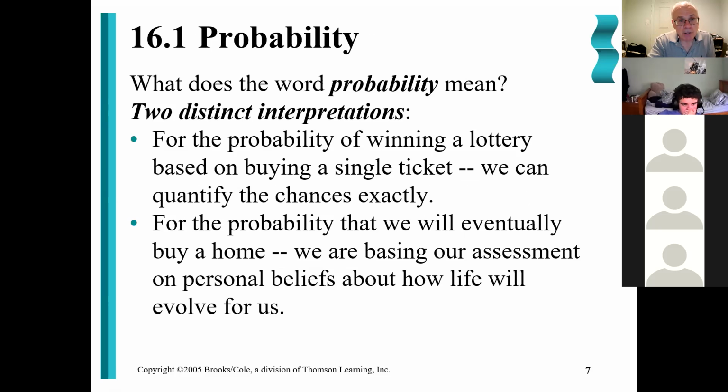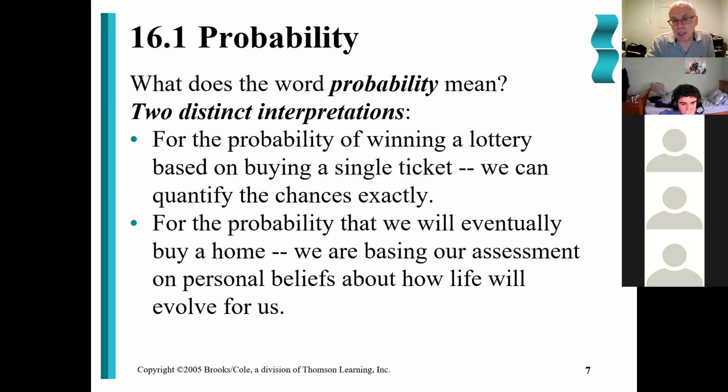All right, let's look at two distinct definitions or interpretations of probability. Now, first one, the probability of winning a lottery based on buying a single ticket, we can actually calculate that. There's ways of doing that. And we're not going to spend a whole lot of time in this course doing that. If we were in a traditional statistics course, we would spend a couple of weeks on probability. But in this course, we're just going to give you a taste of it, just so that you know what it means. So this is one way of calculating this.